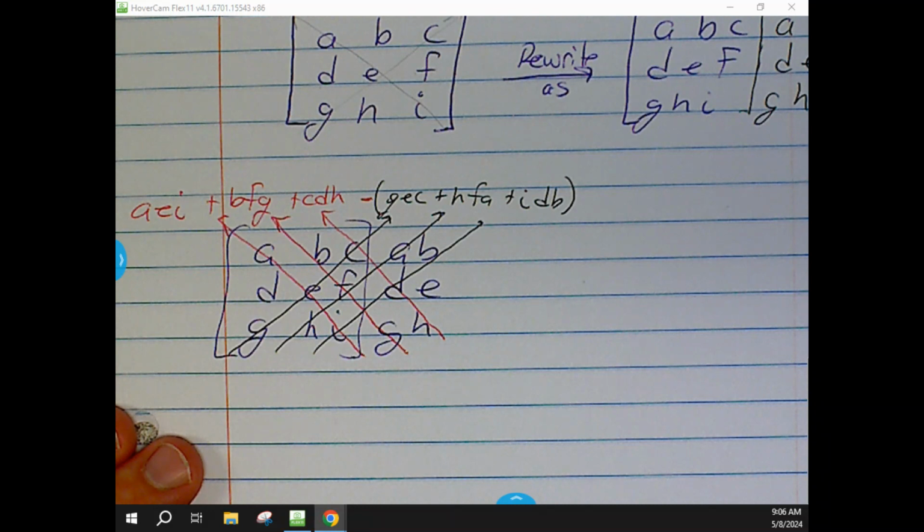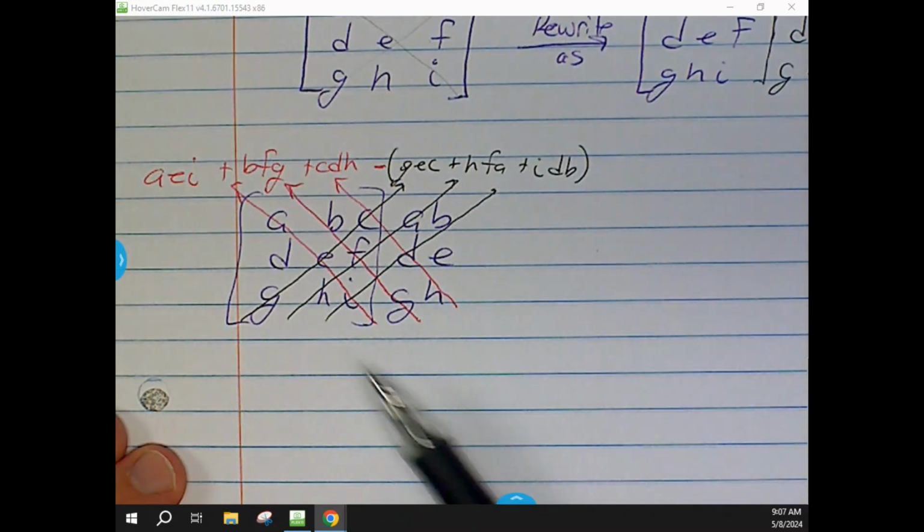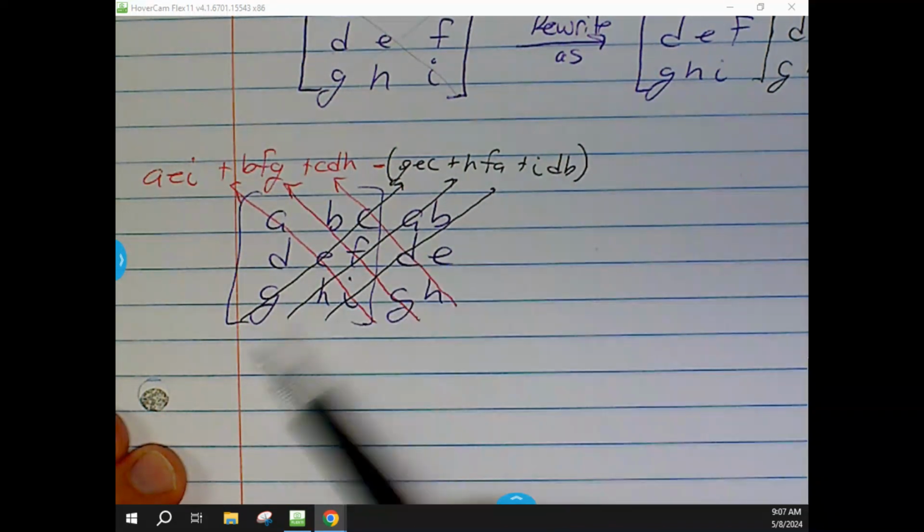Okay, not very pretty. It's a lot of stuff. And again, it's not anything hard. It's just keeping up with it to make sure you got it there. So cross products going this way, and then minus all the cross products going that way.